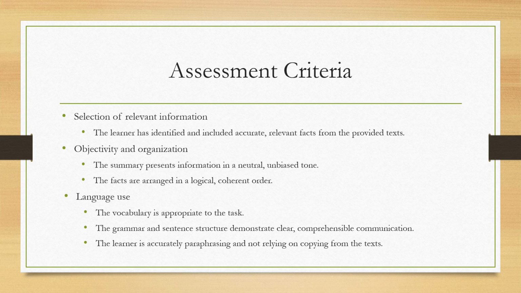In terms of assessment criteria, I've suggested three main areas. First, has the learner identified and included accurate, relevant facts from the text provided? Second, does the written summary present information in a neutral, unbiased tone, and are the facts arranged in a logical, coherent order? Third, are the vocabulary choices appropriate to the text, and do the grammar and sentence structure demonstrate clear, comprehensible communication? Is the learner paraphrasing accurately or relying on copying from the text?